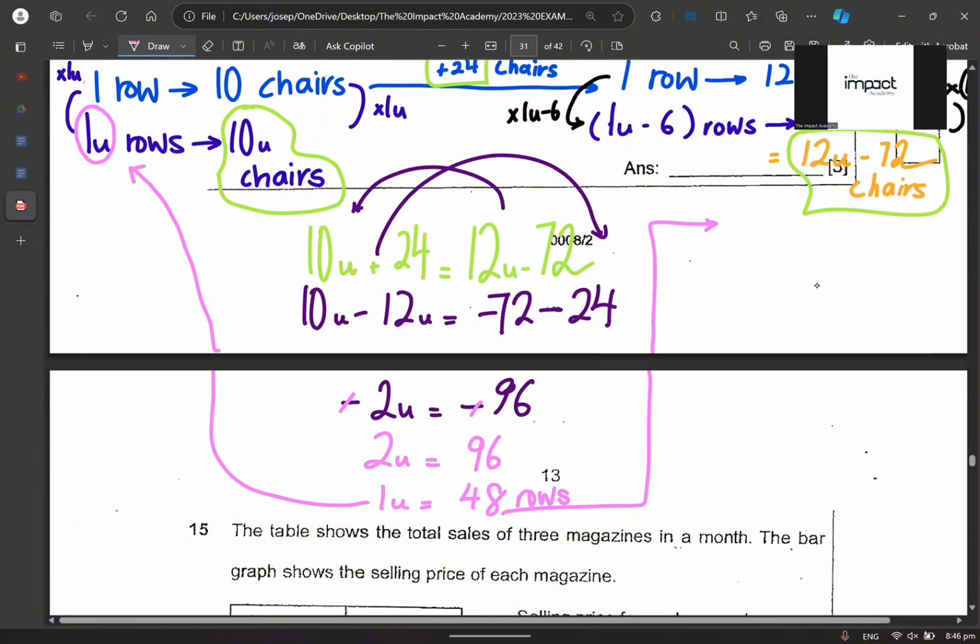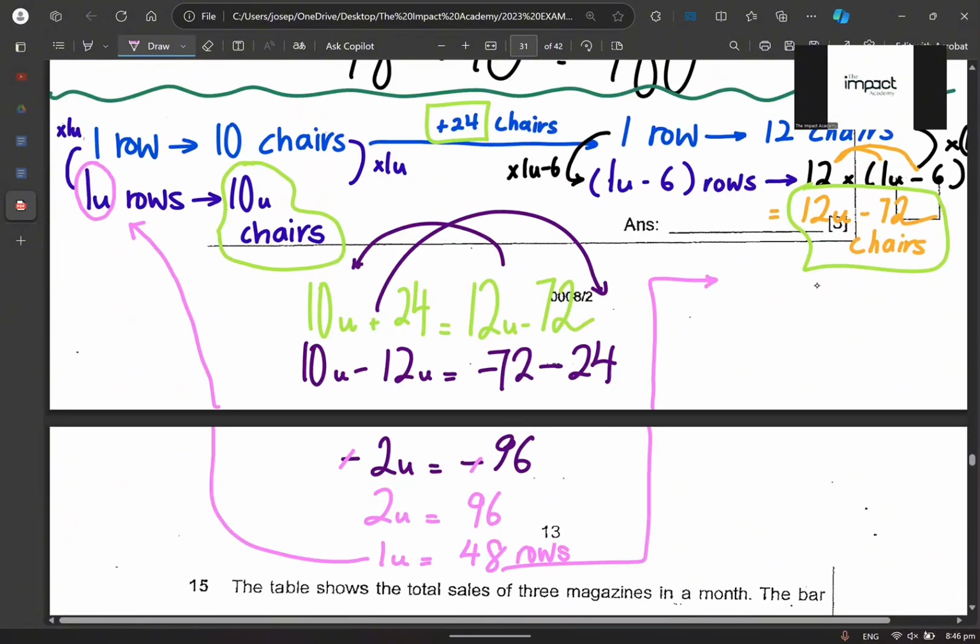Yeah. Now, what is the question asking us to find? How many chairs were there at first? If 1 row equals 10 chairs, 48 rows equals 48 times 10, which is equal to 480 chairs. And therefore, this is my answer for this question.